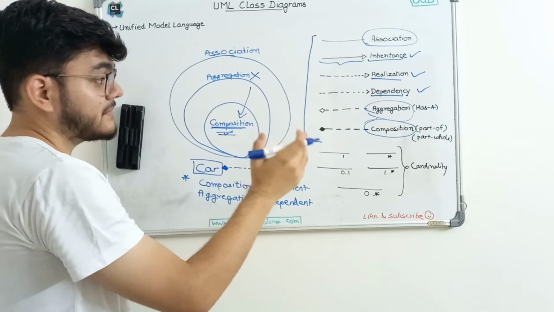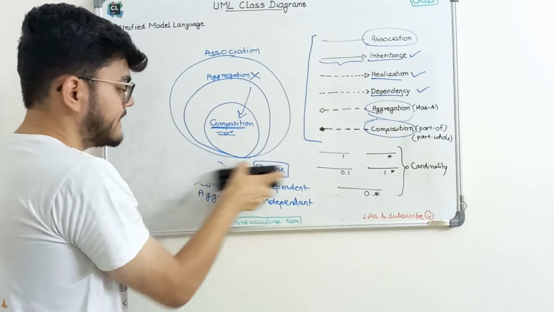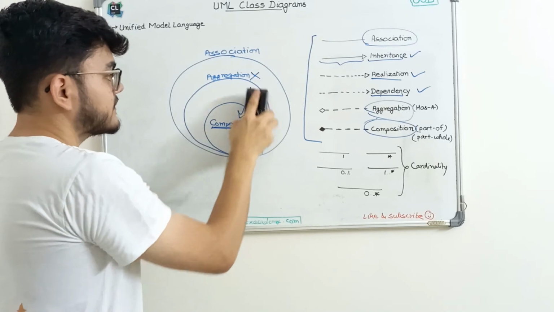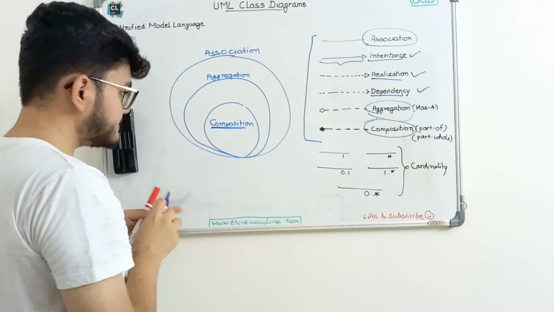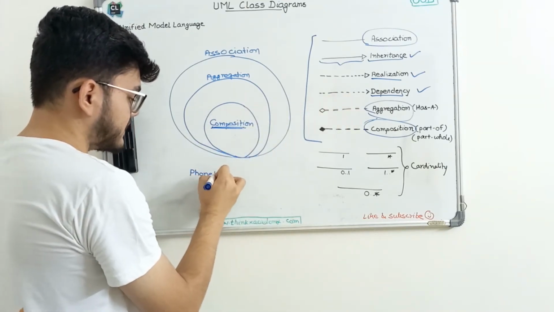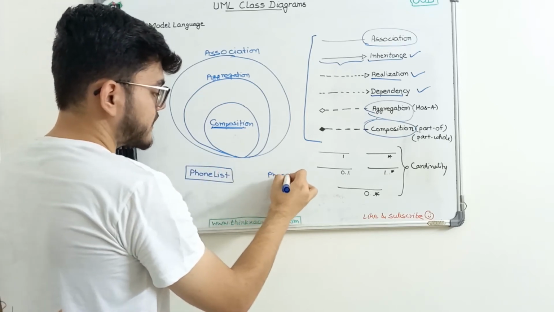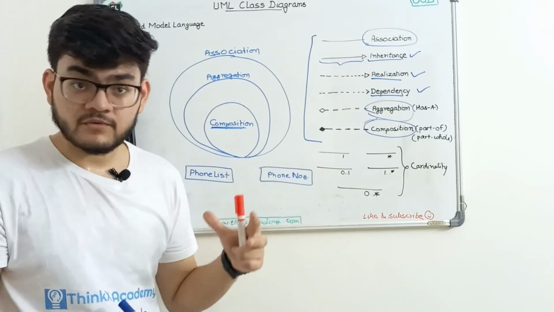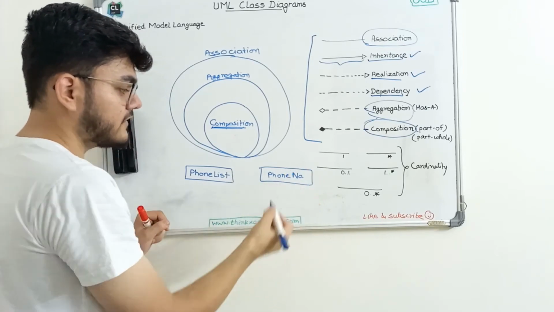Now let's take an example of aggregation. This was a classic example of composition. Now let's take an example of aggregation, and then we will take a simple example of association. So I'm just going to clean this up. Now let's take an example of aggregation. Let's say I have a class phone list and a class phone numbers. The first class is a list of all the phone numbers. The second class is the phone number. So let's say that this is only one phone number.